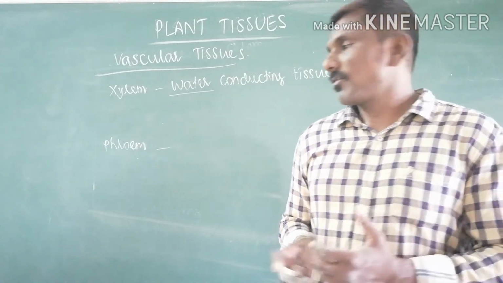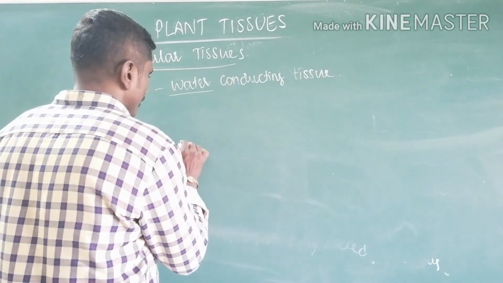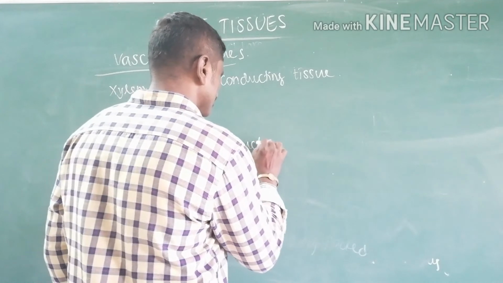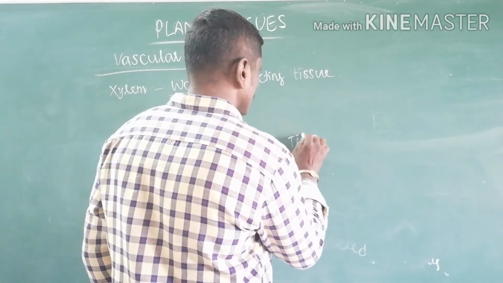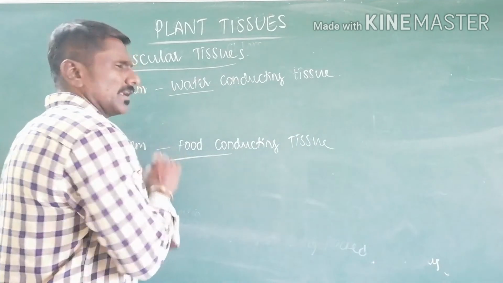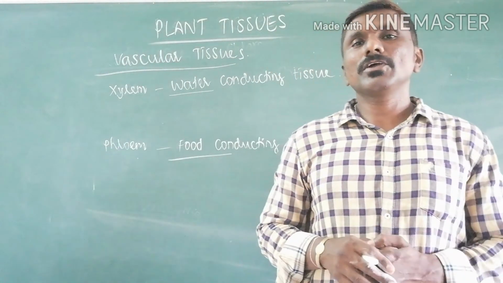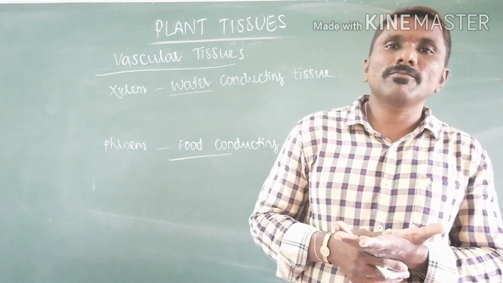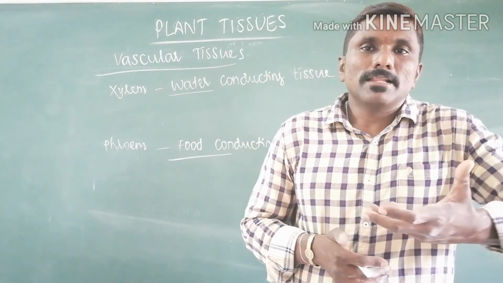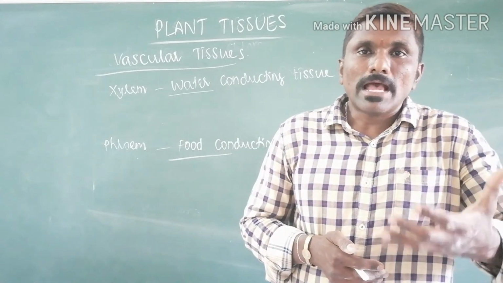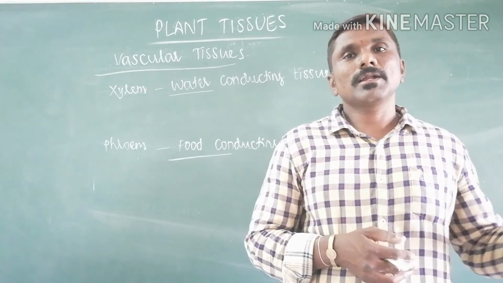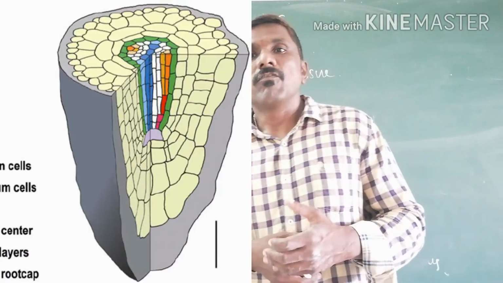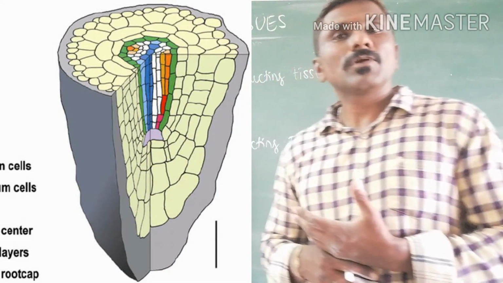Phloem is a food conducting tissue. It transports the food which is prepared in the leaves by the process of photosynthesis, and this food has to be transported to the different parts of the plant until the root tip by the phloem tissue. So phloem is a food conducting tissue.